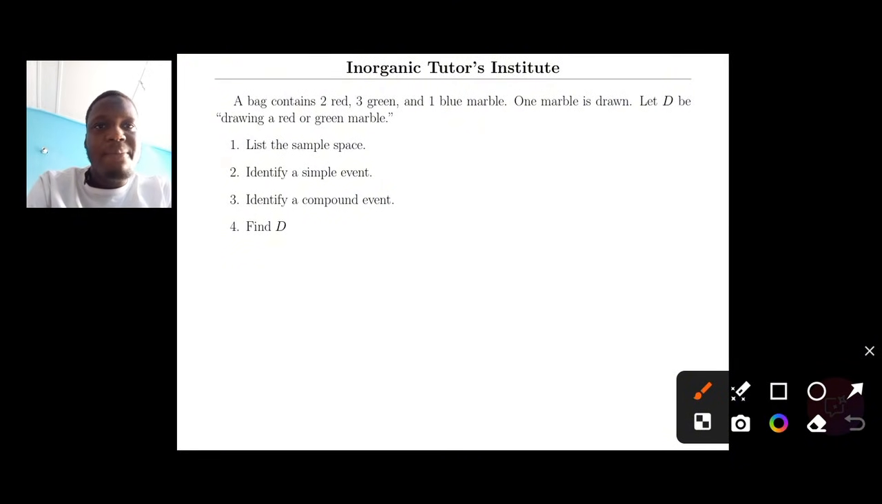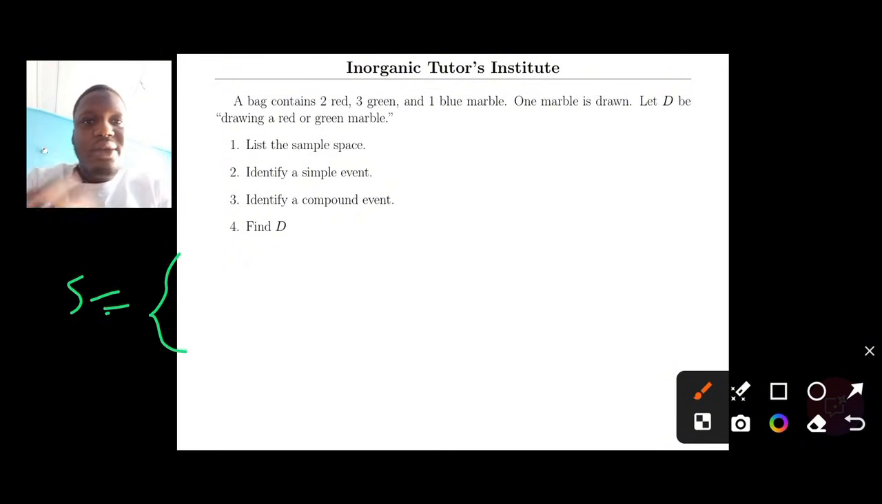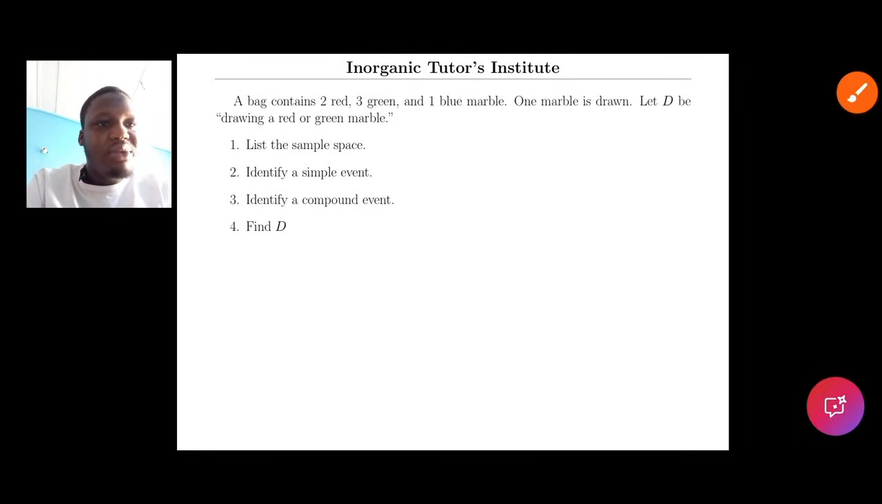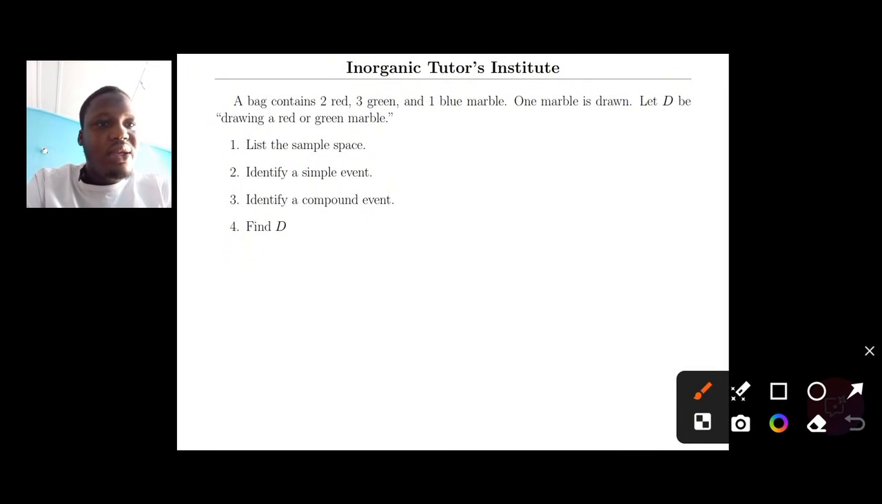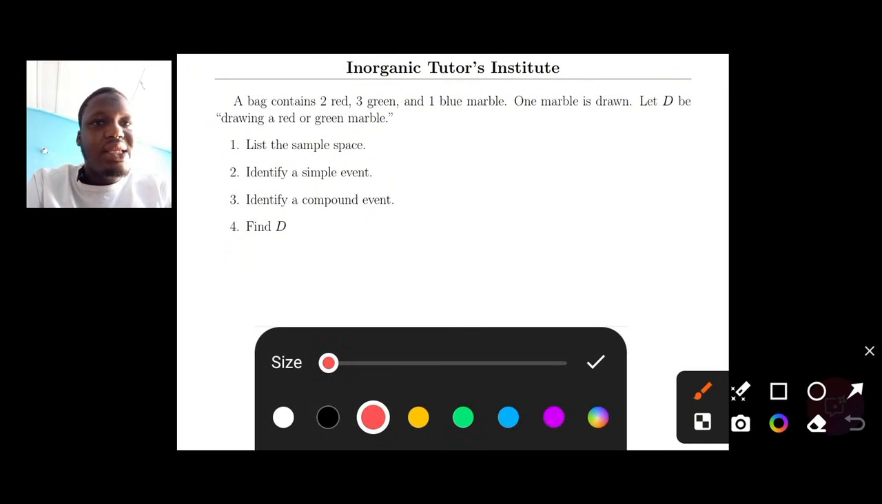So the first question is, list the sample space. We saw a similar thing in the previous lecture. Let me repeat that. List the sample space. Remember, I told you it is wrong to write sample space equals red, green, blue. No.